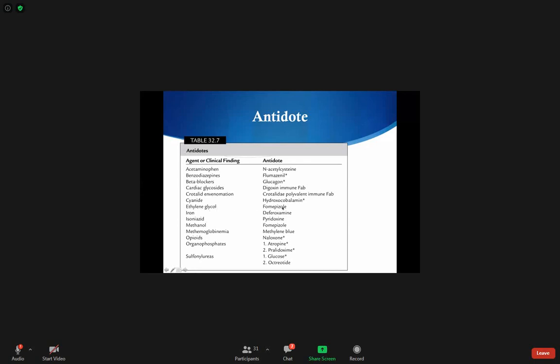Ethylene glycol is a toxic alcohol, and fomepizole is the antidote. We'll speak about that in detail. Iron, the antidote for iron is deferoxamine.